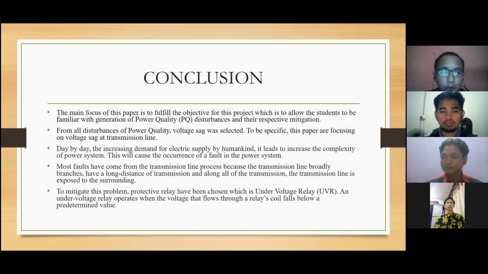The under voltage relay operates when the voltage that flows through the relay's coil falls below a predetermined value. UVR protects loads against voltage drops that can lead to power shortage and brownouts. The relay contact trips the circuit breaker when the voltage decreases to a certain level. For future work, we can develop a method to estimate the location of the fault upstream or downstream of the distribution utility busbar connection to the transmission grid.